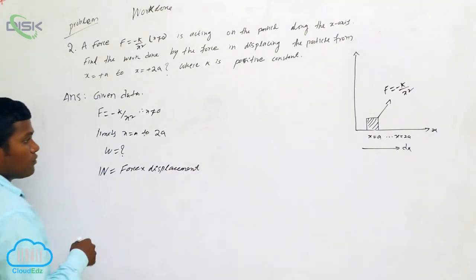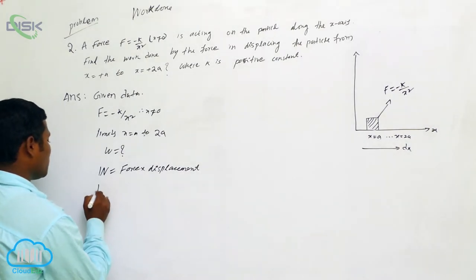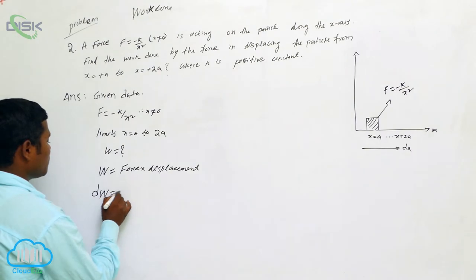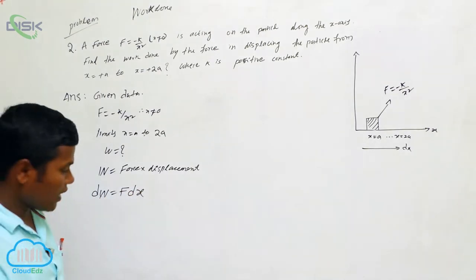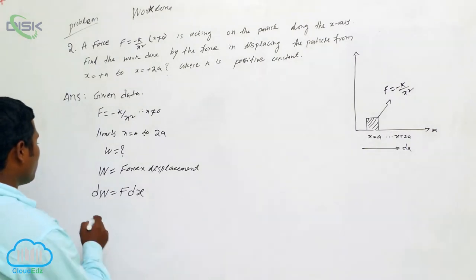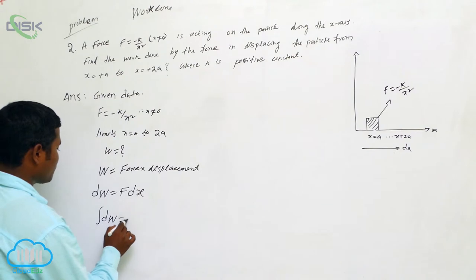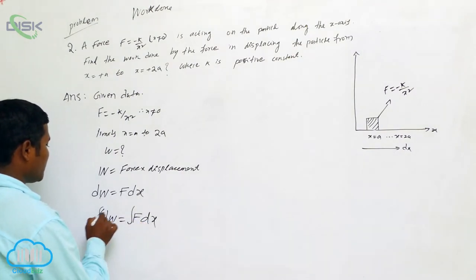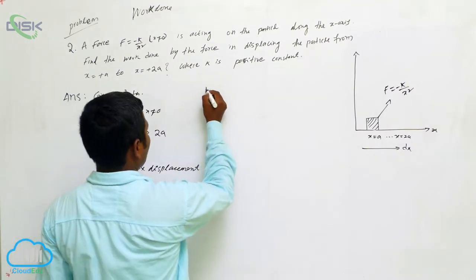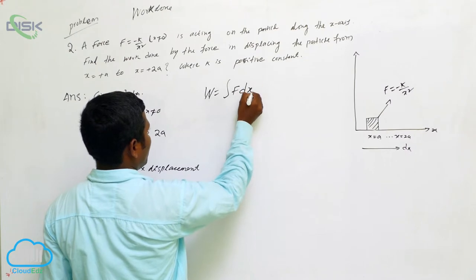Force into displacement. Are we calculating total work done? No, we are calculating the amount of work done. That is dW is equal to force into dx. Now I want the total work done, so what can I do? Simply integrate: integration dW is equal to integration F dx. The integration and derivative cancel, so W is equal to integration F dx.